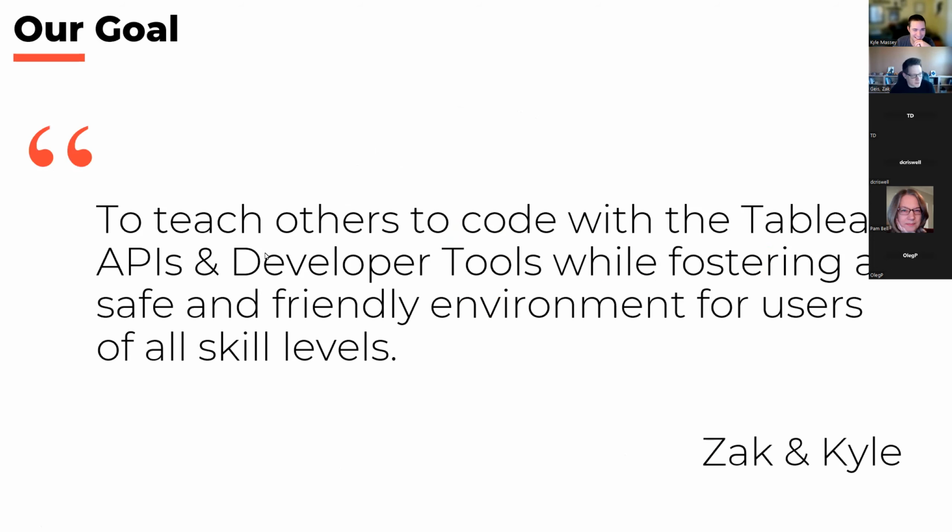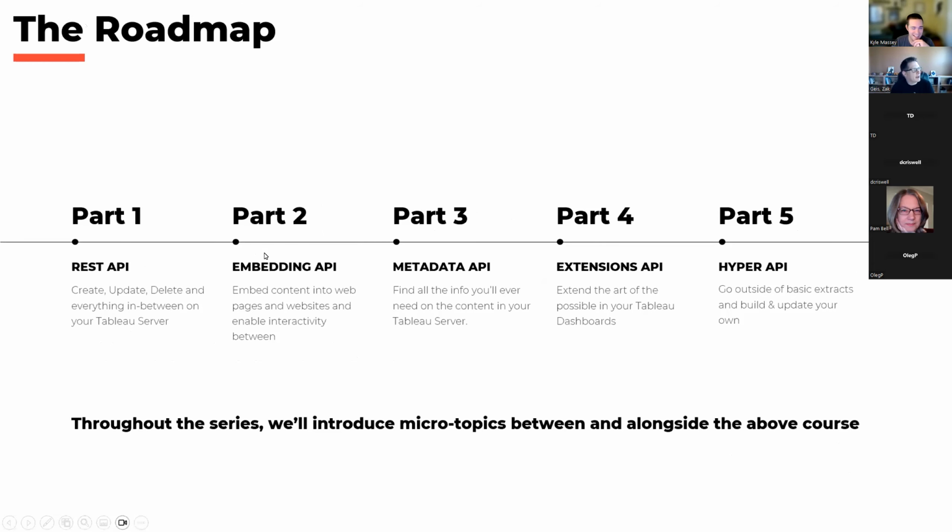This is the goal that I just mentioned. You've heard it before. So the roadmap. Right now we're on part 2, potentially 5 parts. We don't know. We're just kind of winging it at this point. We did the REST API already last year. This is the 4th part of the embedding API, and we expect one more episode of this, and we'll be wrapping up with the embedding API.